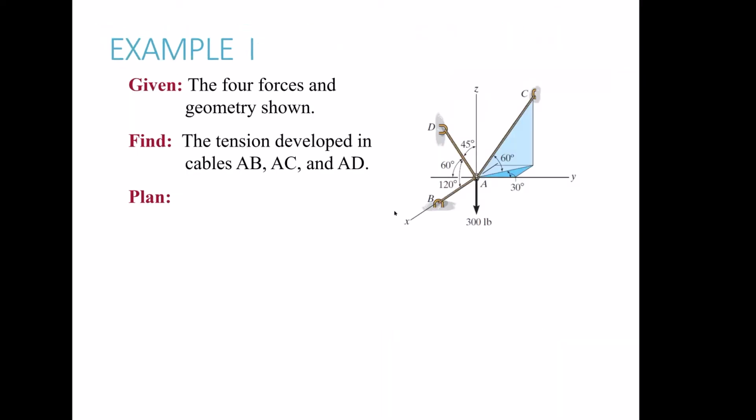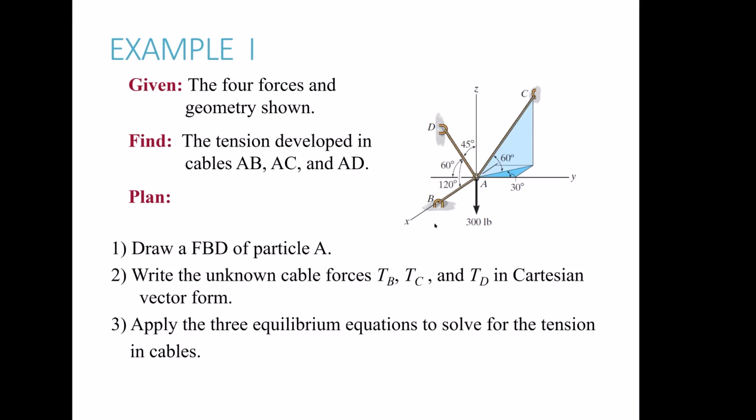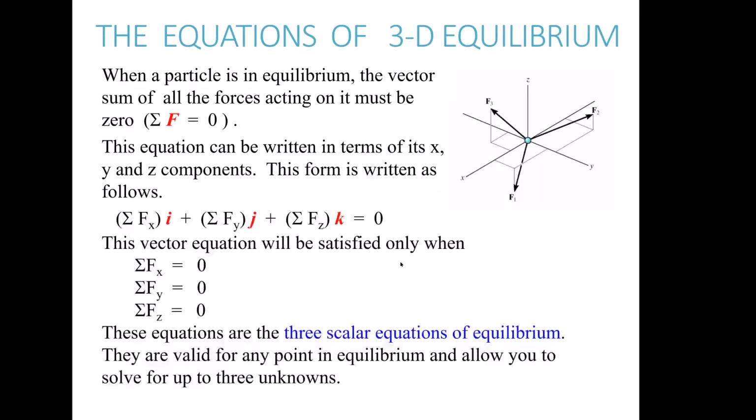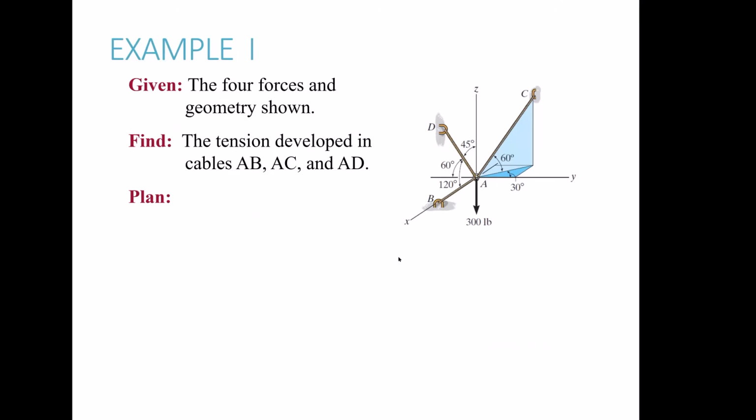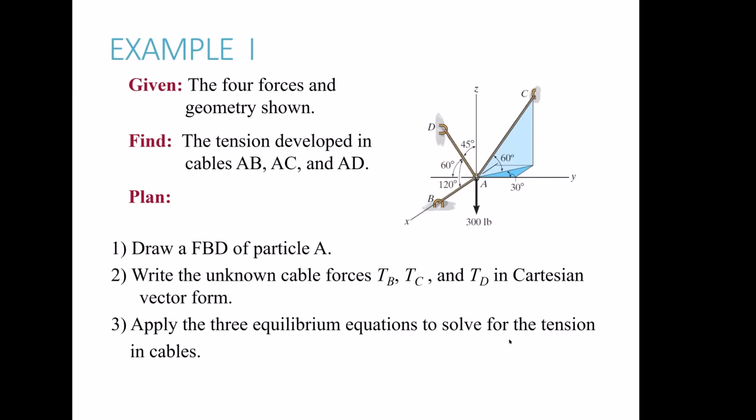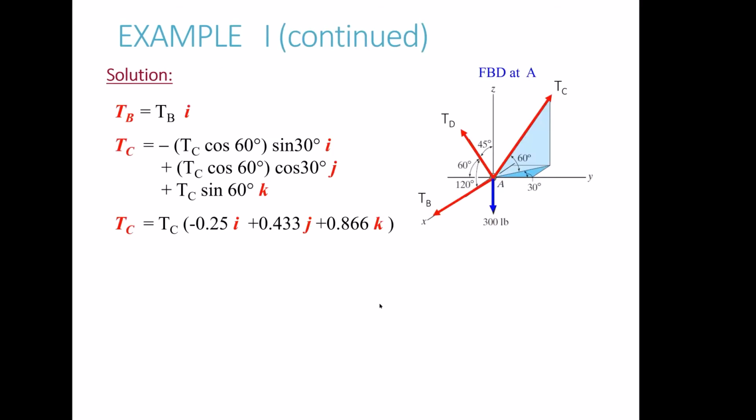Okay. So here we go. You want to find the tensions developed in those cables AB, AC, and AD. All right. So same old story: free body diagram, and then write the unknown cable forces in Cartesian vector form, which this is essentially. And then apply the 3 equilibrium equations to solve for the tensions of the cables. Okay, so we go through the process of doing that.